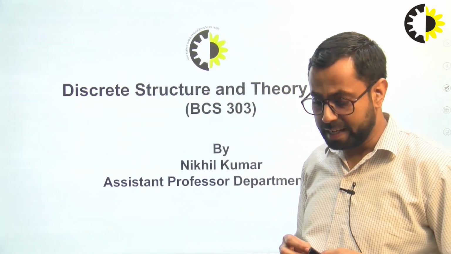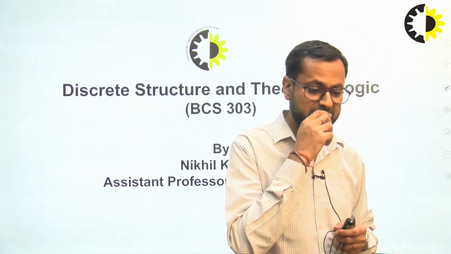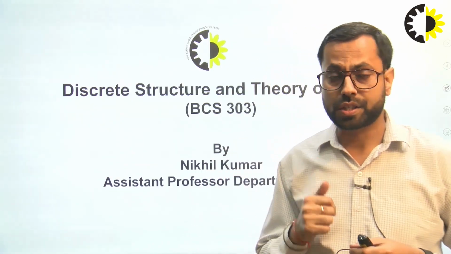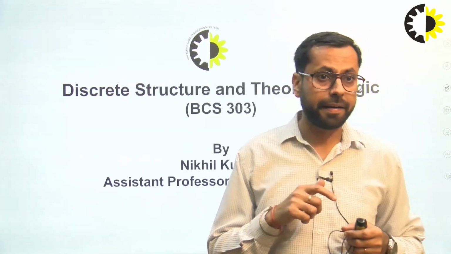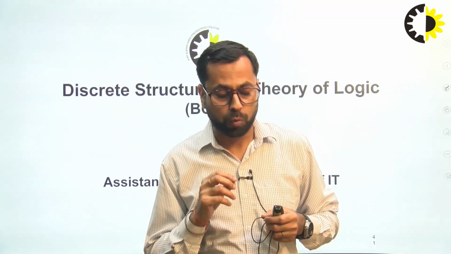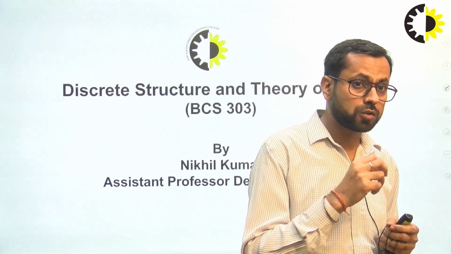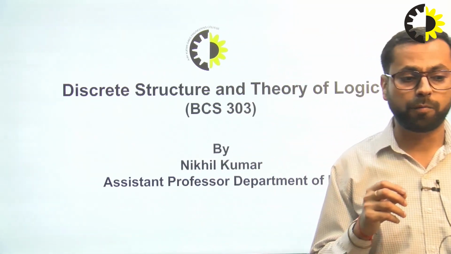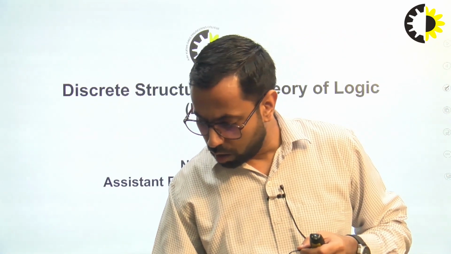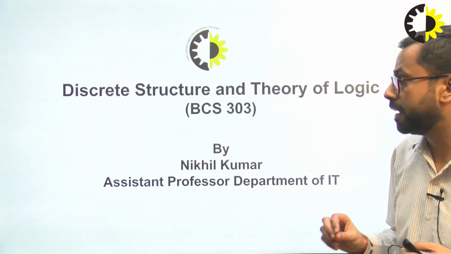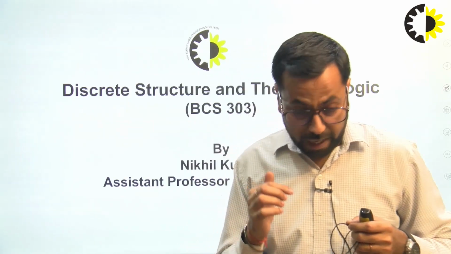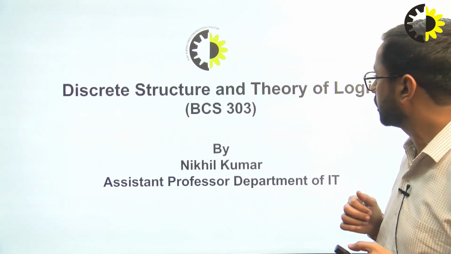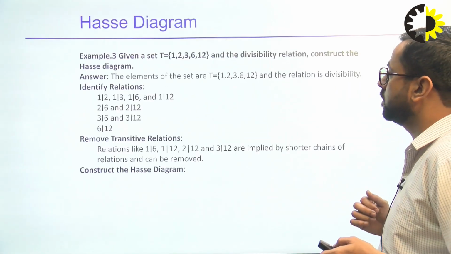For DSTL, we already discussed set relations and the partially ordered set. In the last lectures, we discussed the partial order set, the properties of POSET, and how we prepare the Hasse diagram. Today we will take some examples to build the Hasse diagram from a given partially ordered set, and also take some extra questions based on the types of the Hasse diagram.